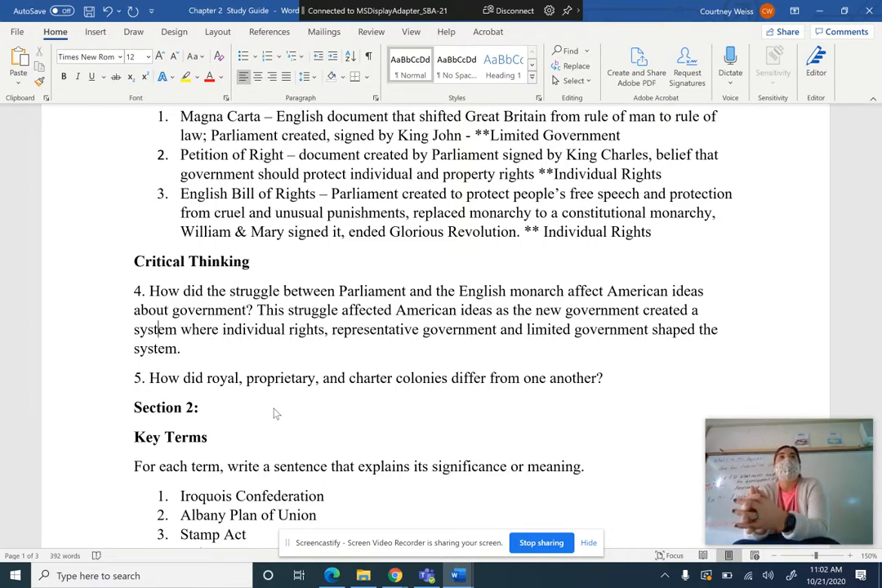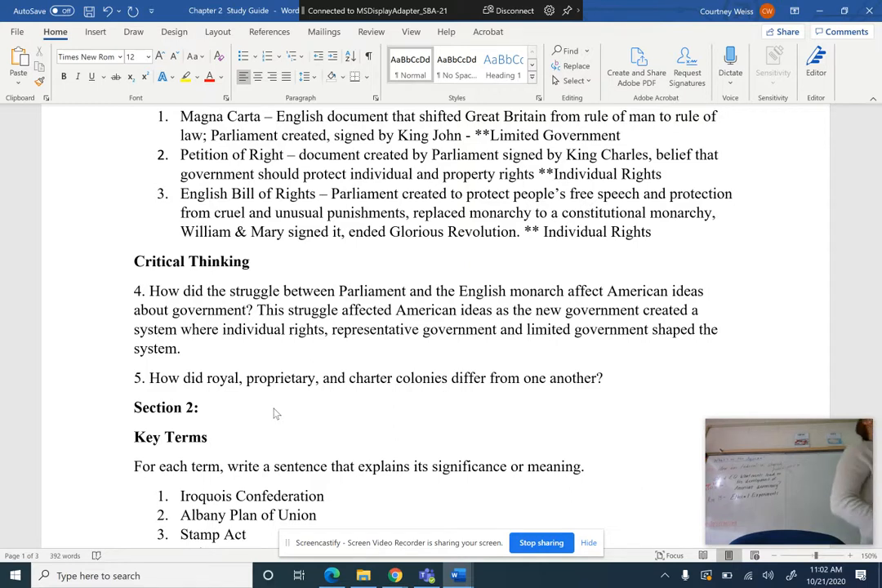We wanted to make sure that our leaders were equal under the law, right? Things like rule of man. We didn't do rule of man. We wanted rule of law. So this way, everybody was equal under the law. That's the way that this struggle influenced our ideas.